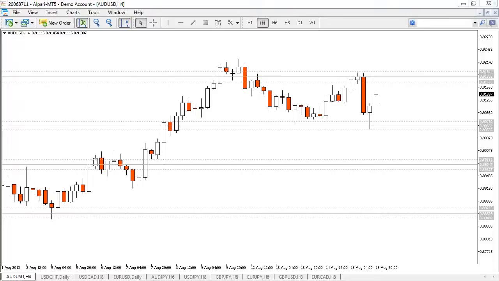The 100 pip target is something that I use. I personally have a 100 pip target, but I realize that's a little small for a lot of people. But for me, it's fine. I'm happy with 100 pips. The strategy is capable of a lot more than 100 pips. You don't have to stop at 100 pips. It's just what I stop at.